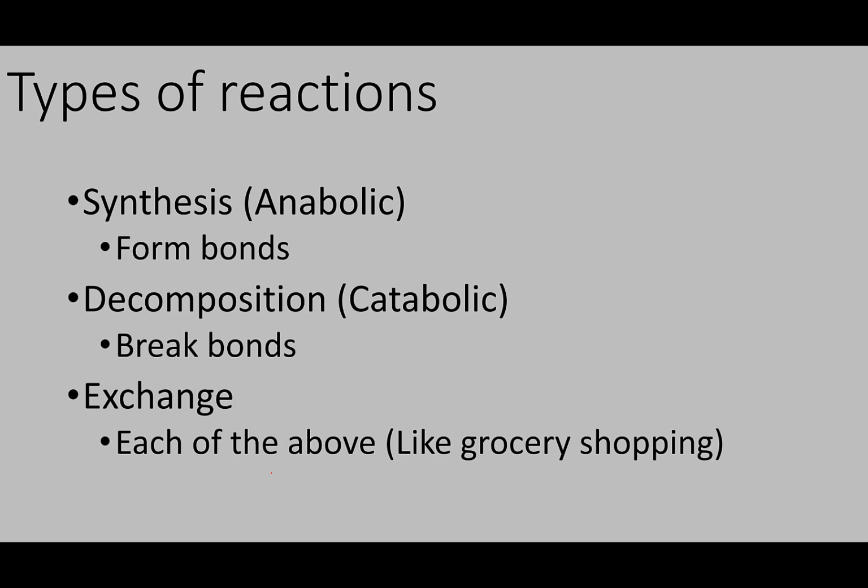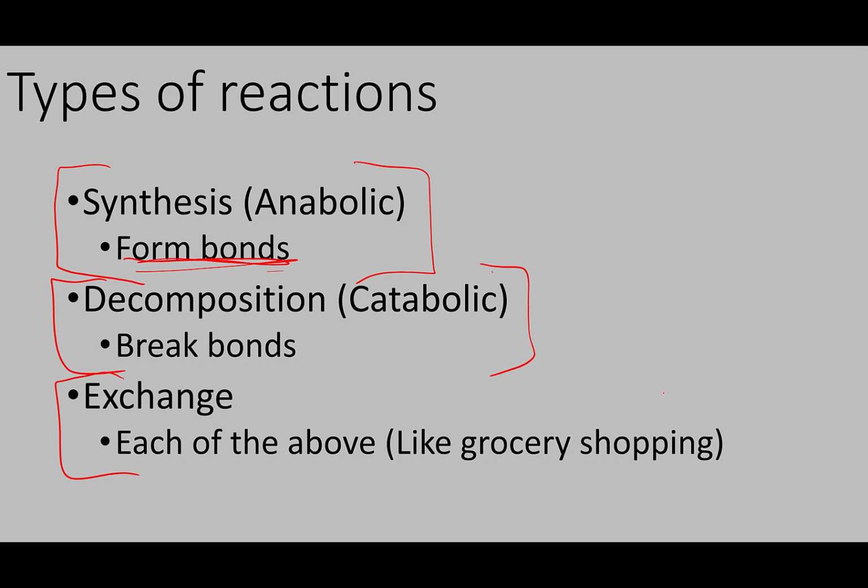So what types of reactions are there? There's several. One of them is a synthesis reaction. This is anabolic. Anabolic is taking things and joining them together. We are forming bonds. We take several small things and make one big thing. A decomposition reaction, which is sometimes called a catabolic reaction, is exactly the opposite. It breaks bonds. We start with something big, and we end up with something small.